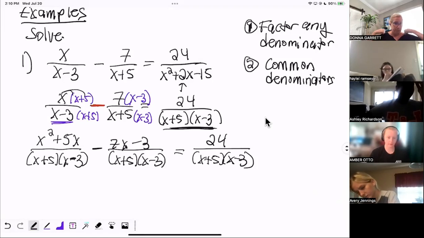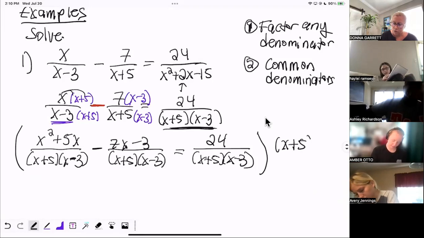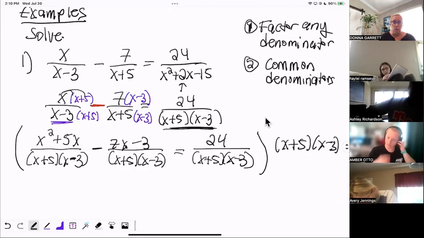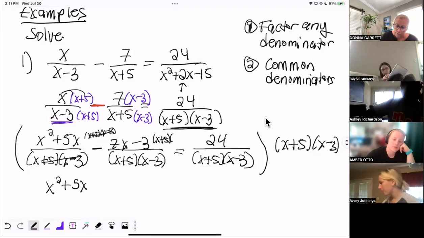Now, what I want to show you is something I didn't show you last time. I told you what to do, but I really didn't explain why. So if I multiply everything by the common denominator, which is what we're really doing, what happens? Well, that means this goes here, right? X plus 5, x minus 3. That's going to cancel. So I have x squared plus 5x. I'm going to distribute it here, x plus 5, x minus 3. They both cancel.